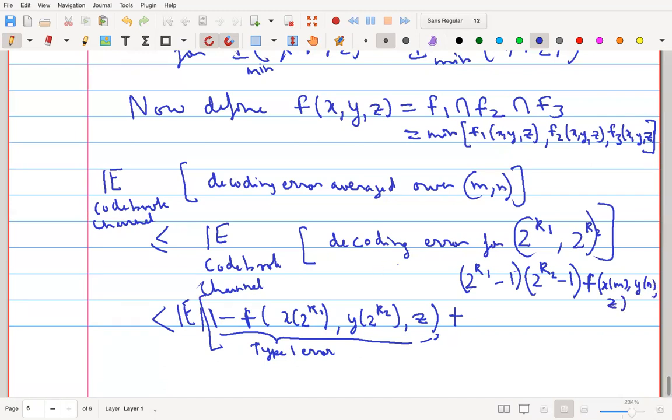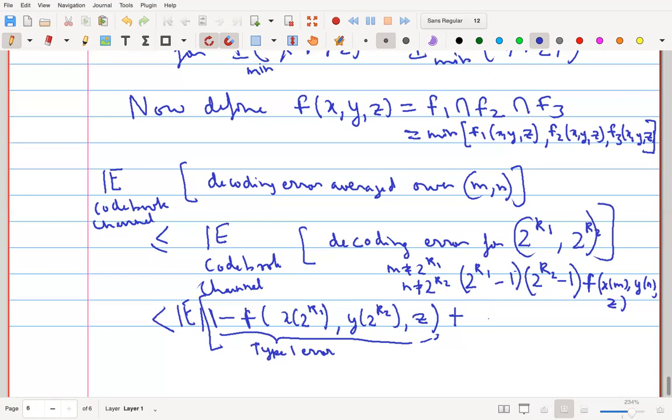So these are the guys where m is not equal to 2 to the R1, n is not equal to 2 to the R2. Then there are the second guys, where m is equal to 2 to the R1, but n is not equal to 2 to the R2. So this will be towards the end, I mean, for our particular case.